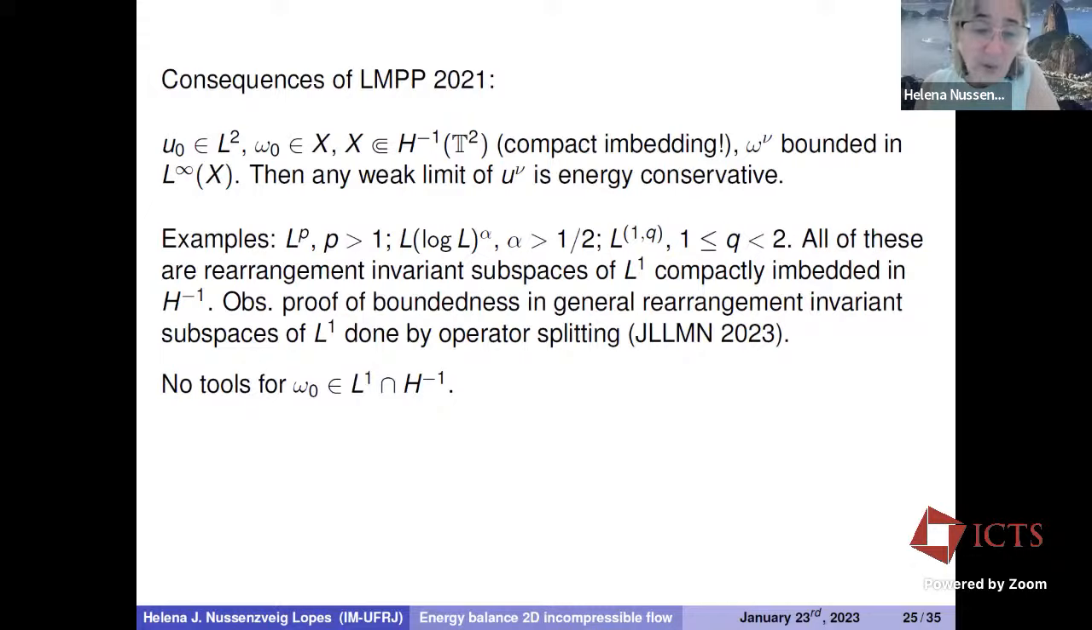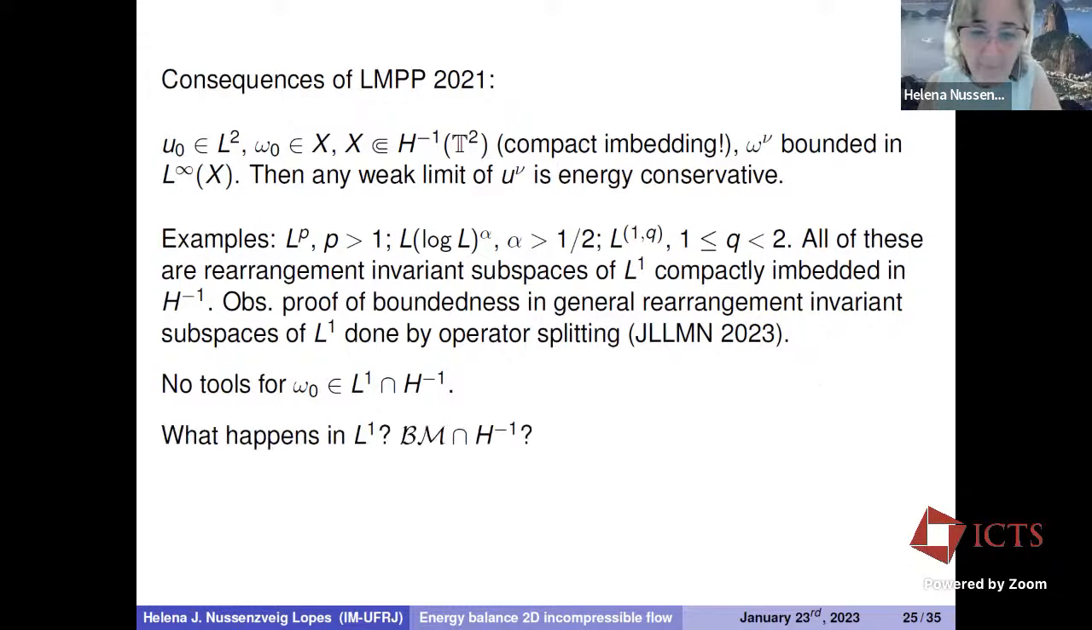We have no tools to deal with the initial vorticities in L^1 and H^-1. In fact, the best that we can do is to show that if the initial vorticity is in the modified Lorentz space L^{1,2}, q equals 2, it's not going to be compactly embedded in H^-1, but we can show that the physically realizable weak solution will be conservative.